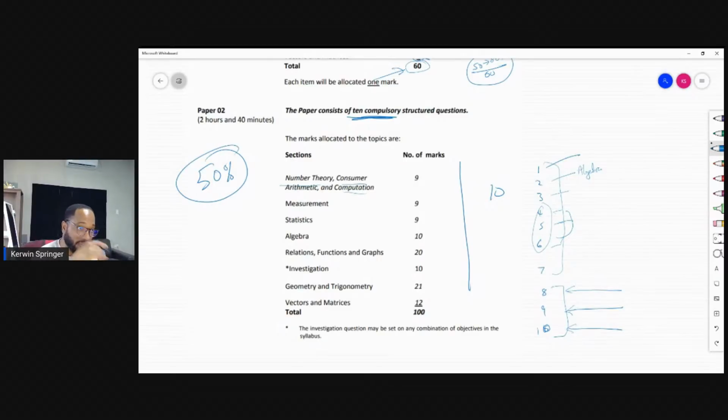Practice it, practice it. I hope you're all writing and taking notes. You could always come back to the video and replay this part. Number 7 is the same question every year, all the time. It's an investigation question. Look up this. Anybody could learn this and get the 10 marks. How do I teach this? I have a nice video on YouTube. Search Kerwin Springer investigation. The next thing they call this is series and sequences, and I break up the different ways, from easy to hard, that this could come.